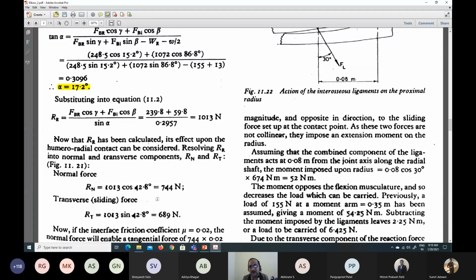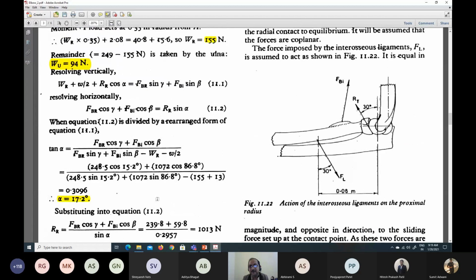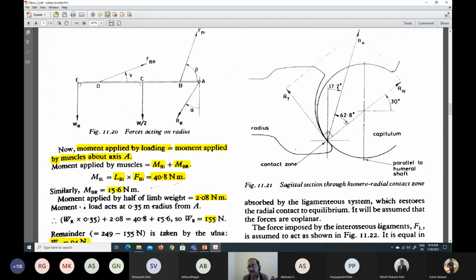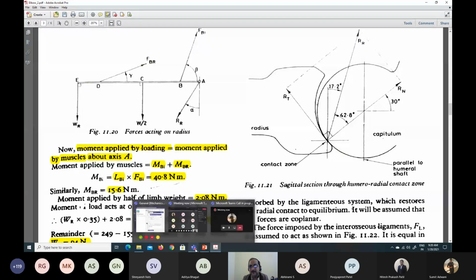Okay, so if I refer to the figure here, 11.21, you can see very clearly this is a sagittal view. Okay, I hope everybody understands what is a sagittal view. So there is a plane which is starting from the front going to the back.